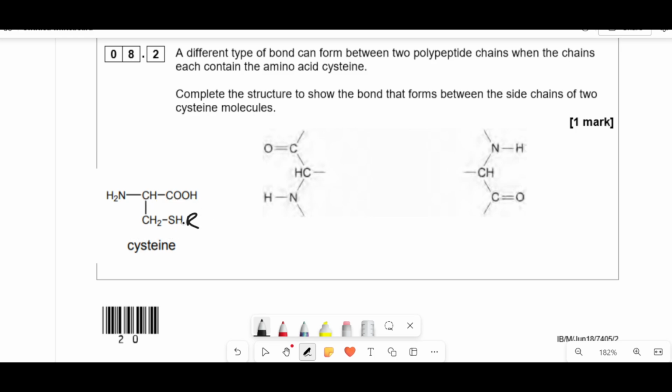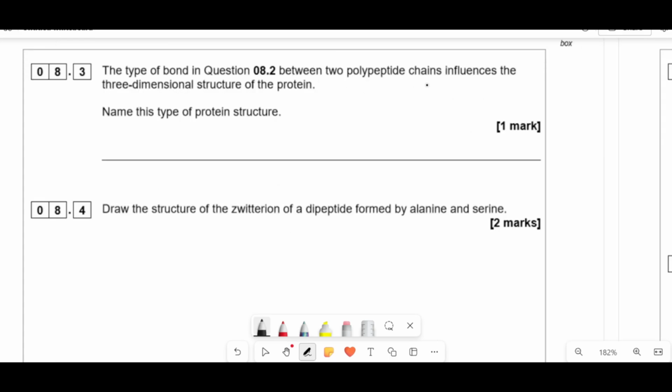What's happened here is that we've formed a disulfide bridge. So what you end up having is you've got CH2, right? And then you've got an S, which then bonds covalently to another one like this, CH2 like this. It's not dotted lines. They physically are actually bonding with each other like that. So the type of bond between the polypeptide chains that influences the three-dimensional structure, what is this structure? It is its tertiary structure.